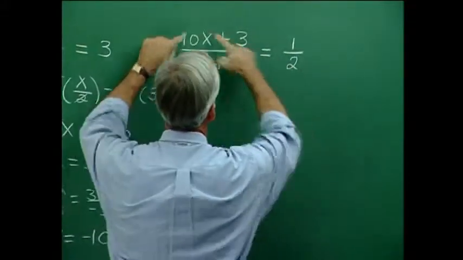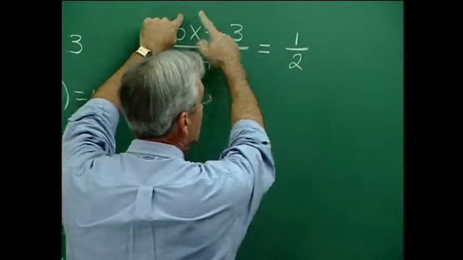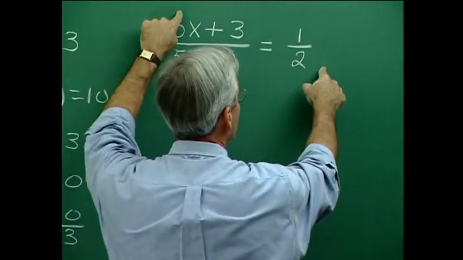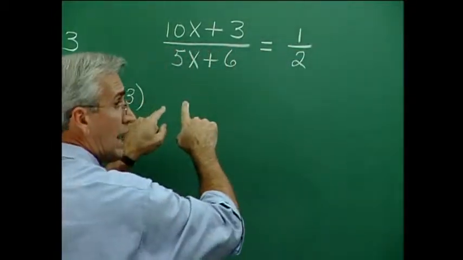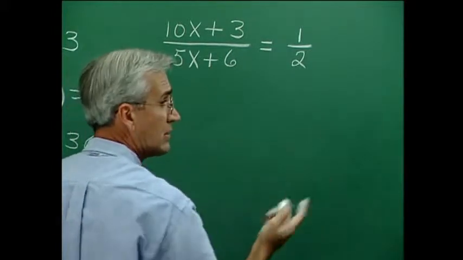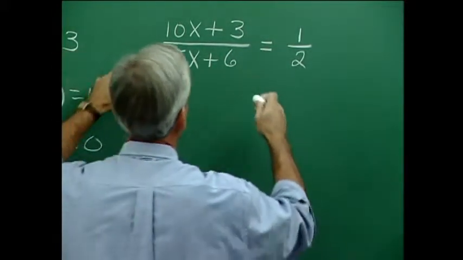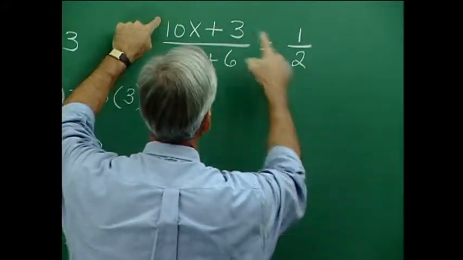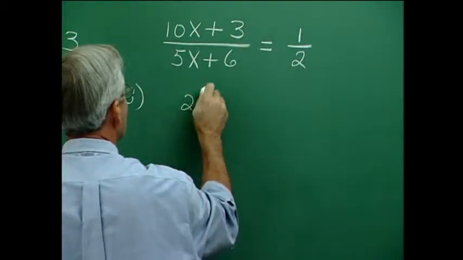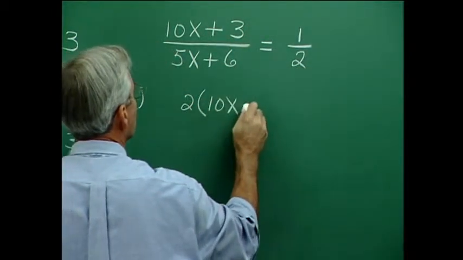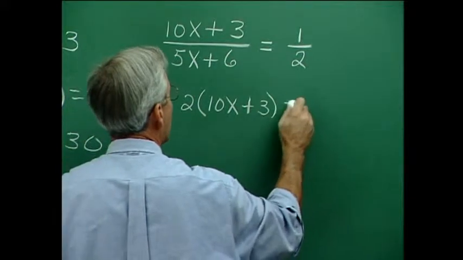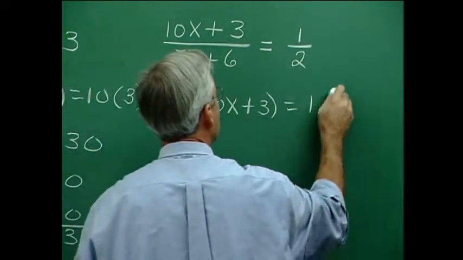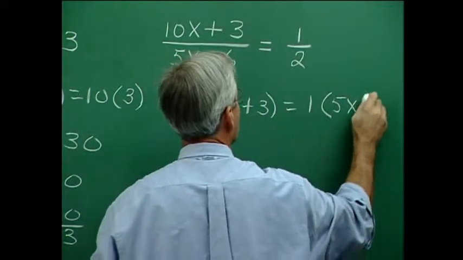Now, that means just multiply the numerator on one side times the denominator on the other side, and going both ways and putting the results on separate sides of the equal sign. Well, here, if I go this way first, I've got 2 times this, so it's 2 times 10x plus 3. And going in the other direction, it's 1 times 5x plus 6.